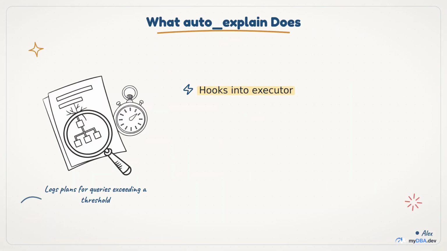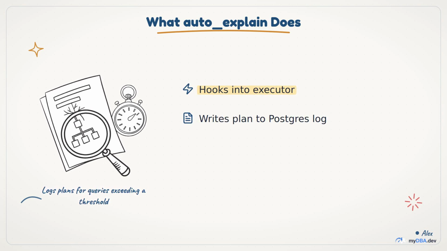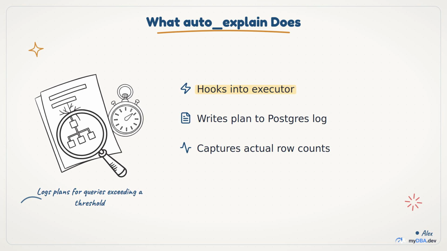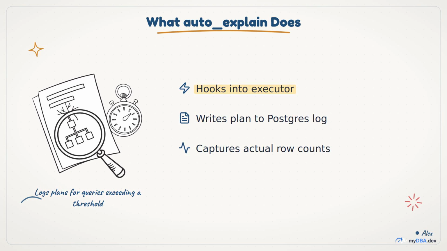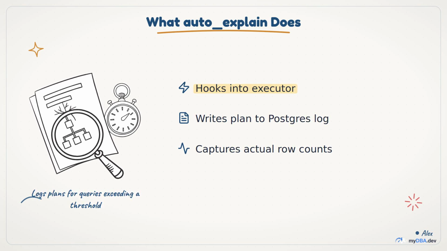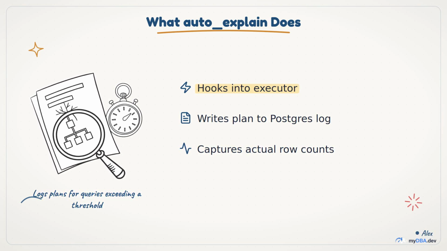auto_explain is a contrib extension that hooks straight into the query executor. Whenever a query runs longer than a threshold you set, it writes the EXPLAIN output, including actual row counts and timing, straight into the Postgres log. No manual intervention. So I get the real plan with real numbers, not just estimates.